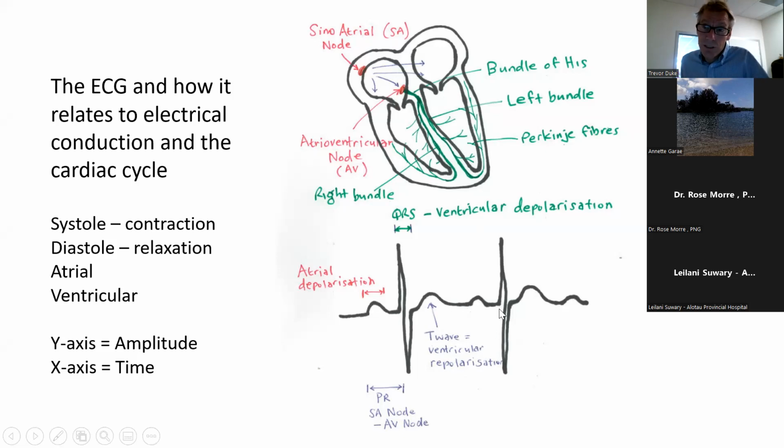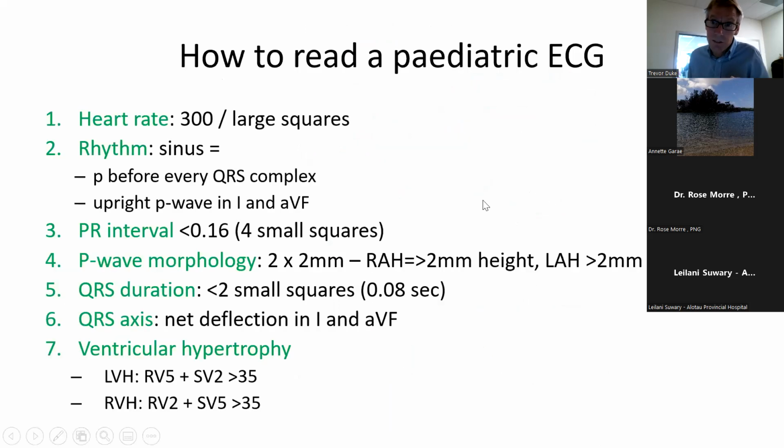Right, and so if you understand each of the components of the ECG, you can understand why they'll be different with different sorts of pathology. So let's just look at the abnormalities that occur with a large ventricular septal defect. When you're reading an ECG, the first thing you should do is look at the heart rate, and then the heart rhythm, then the PR interval, then the P wave morphology, then the QRS duration, the QRS axis, and then signs of ventricular hypertrophy. If you get used to reading ECGs like that, then it becomes quite easy.